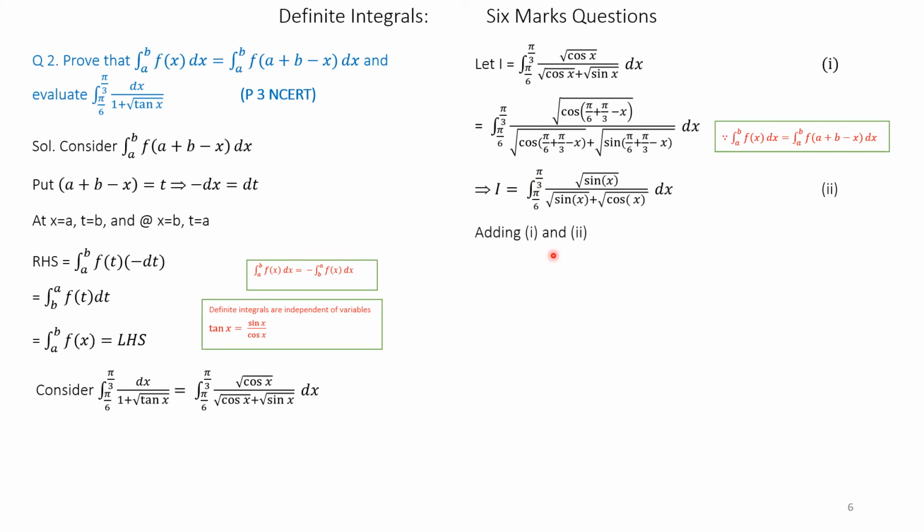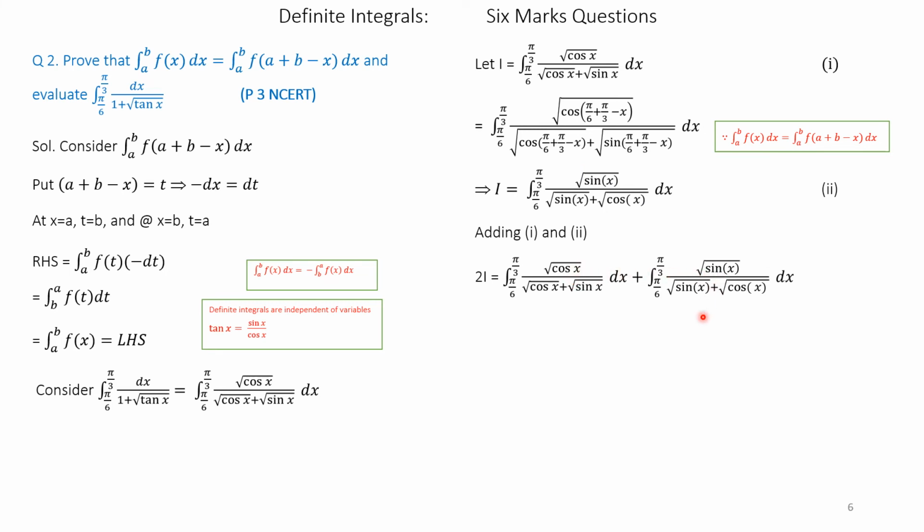Therefore, adding equation 1 and equation 2, we get 2I. This is I and this is also I. 2I is equal to the integral from pi by 6 to pi by 3 of root of cos x as it is, this function cos x, plus the second equation, this equation. This is the first equation and this is equation 2.